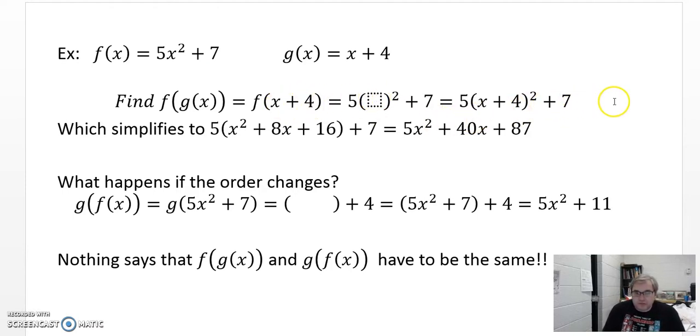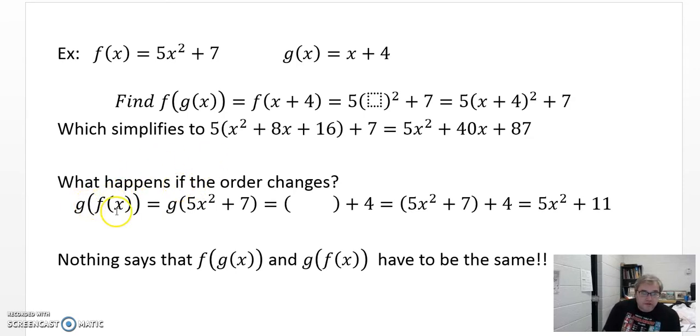Now, as far as composing the function, you're done, but simplifying it, I have to expand x plus 4 squared. That's what's happening here. I have to take that times 5 and add a 7 to the end. Now, you could pause this and check it, but it should end up being 5x squared plus 40x plus 87. But what happens if I change the order? I can also go g of f of x. You can just keep on writing chains.